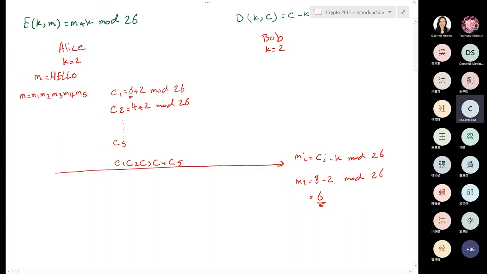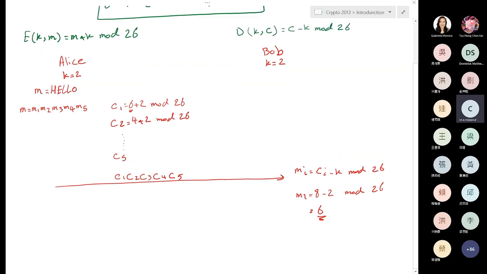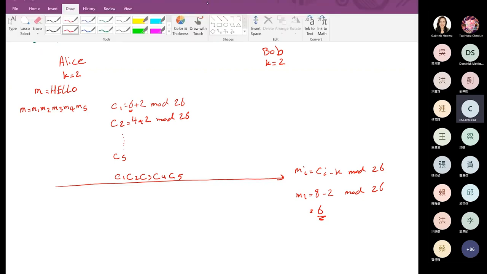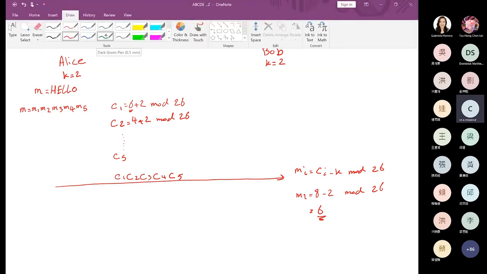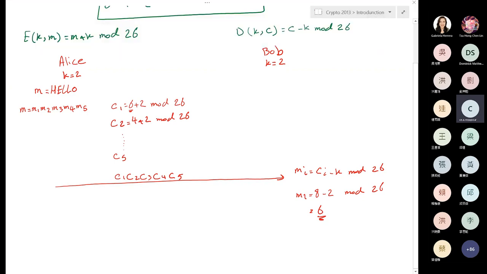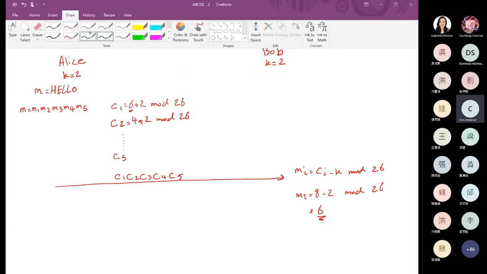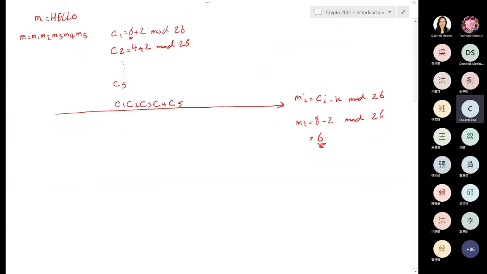So this is what is happening between Alice and Bob. But we know that Eve might be present on the line. Eve is trying to do his malicious work. And let's see what Eve can do here.